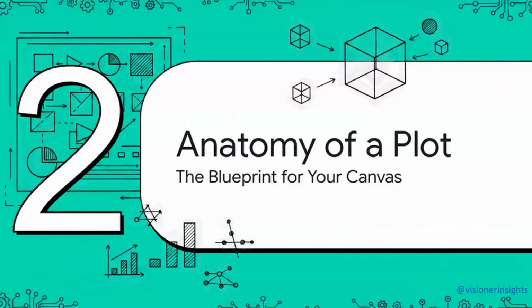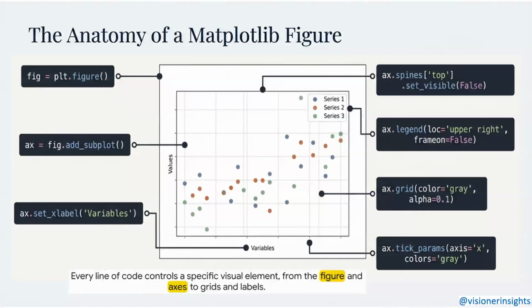All right, we've picked our tools. Now, before we start actually building anything, we need to understand the blueprint. Every single chart, no matter how wild or complex it looks, is built from the same basic parts. This is perfect because it shows you exactly how the code connects to the final image. You see that line plt.figure? That creates the big blank canvas. Then, fig.add_subplot carves out the actual area where we're going to draw. From there, every single line targets a specific piece. You can see how ax.spines controls the borders and ax.legend places the legend. You are literally the architect of your plot.